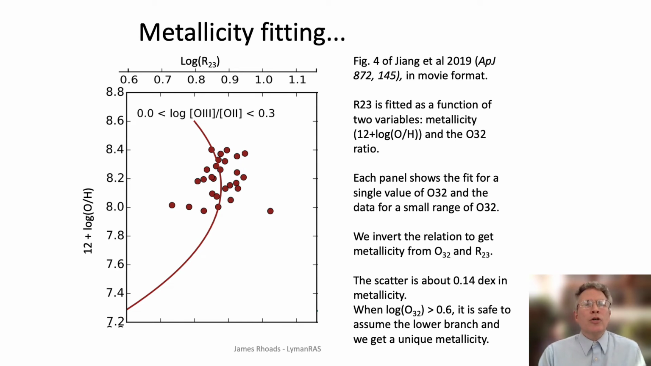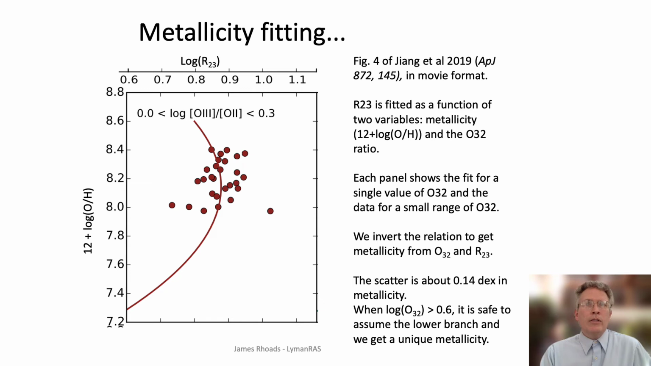So I'm first going to show you this plane which gives a relation between R23 on the x-axis and 12 plus log O over H, that is the gas phase metallicity, on the y-axis. The sun is somewhere up here near the top of the plot. And this panel is for a low, at least low for green peas, ionization parameter, and low ratio of O3 over O2. And we've actually fitted a functional form to the R23 relation as a function of this and this.